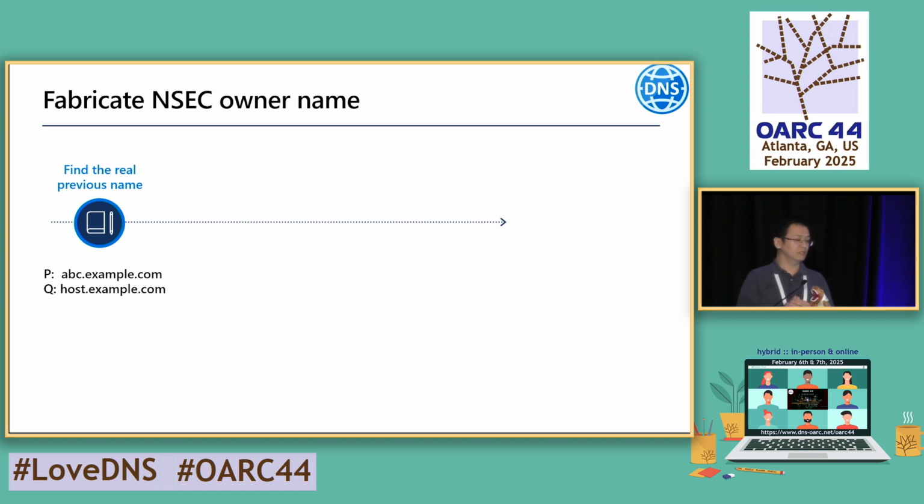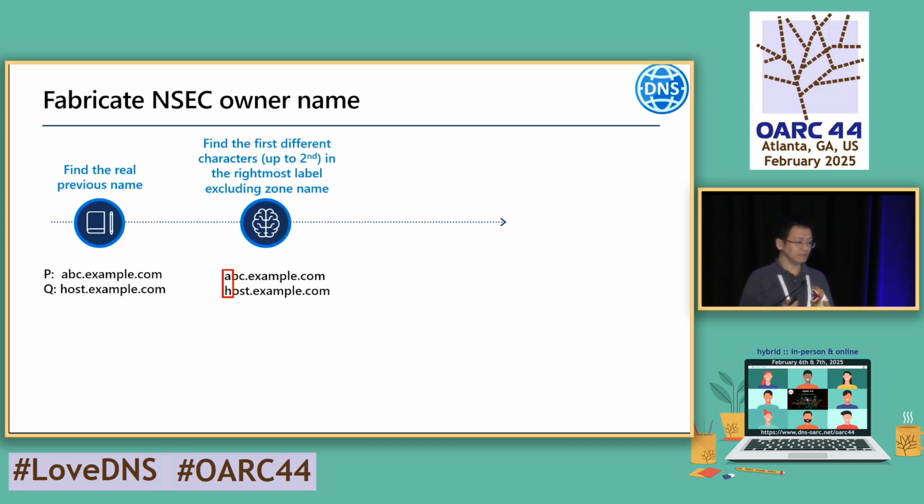So let's take a look at the actual algorithm. To find a new NSEC owner name, we first need to find the actual real previous name. So here in this example, ABC is the real previous name, and the query name is just host. And we try to scan the rightmost label, excluding the actual zone name.